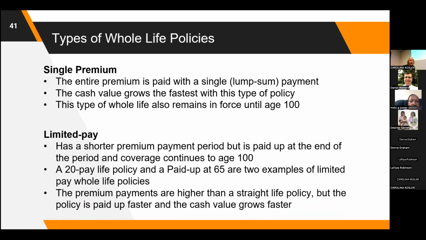So 20 pay is good to age 100, but if you die before that, it'll still pay the full face amount, right? So you pay the premiums for 20 years or death, whichever comes sooner. And life paid up at 65, your payments are done when you're age 65, but the coverage continues till you're 100 years old.